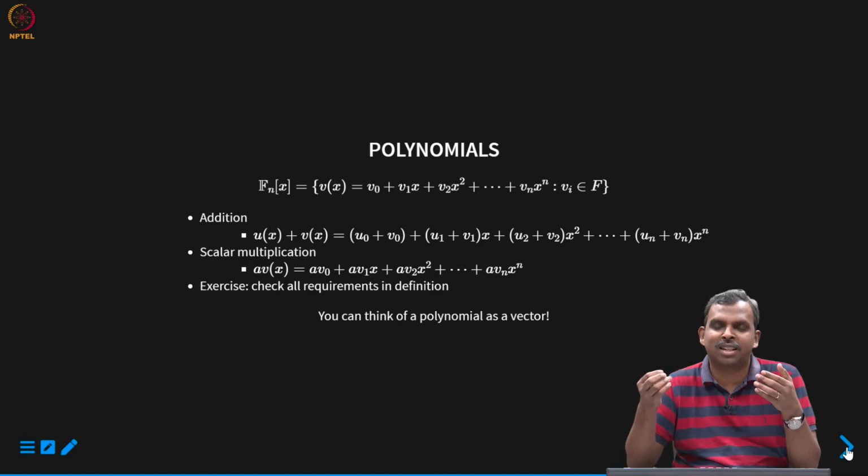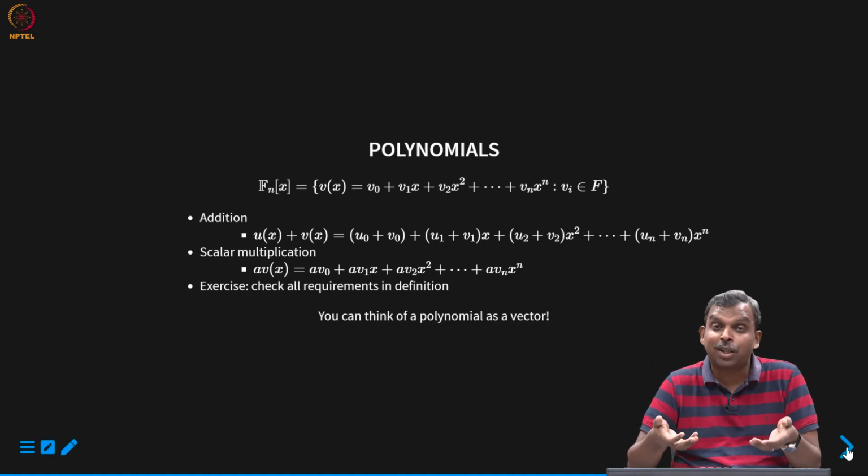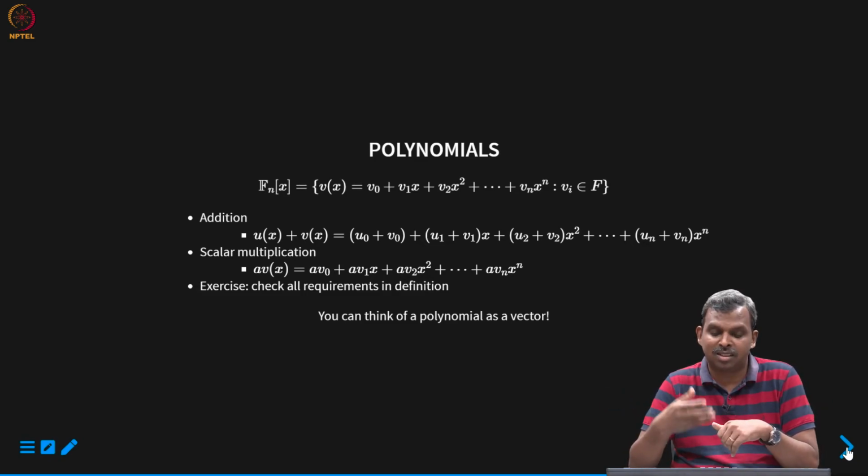You could call that object anything you want. As long as I can add them, as long as I can scale them, I can think of them as a vector. That's all is my condition, right? Can I add two polynomials? Yeah, eminently. You can easily add them to get another polynomial which is in the same set.